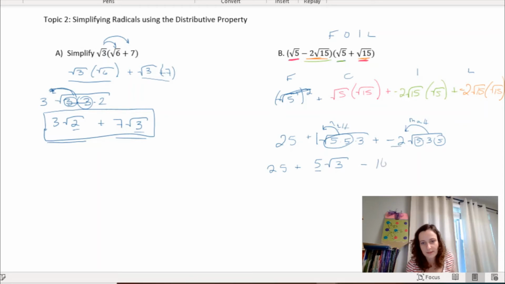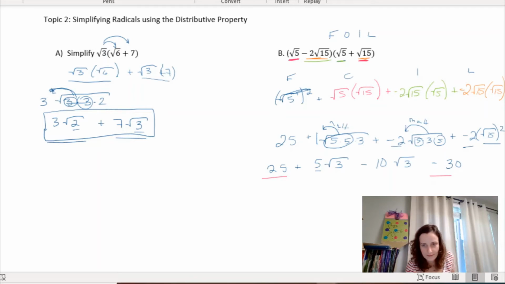So this is minus 10 square roots of 3, and now plus my last, which is negative 2, and notice I have the square root of 15 squared, which I can evaluate. The square root of 15 squared is 15, times negative 2 would be minus 30. Okay, now I can simplify my like terms. So I have two numbers here, 25 and negative 30.